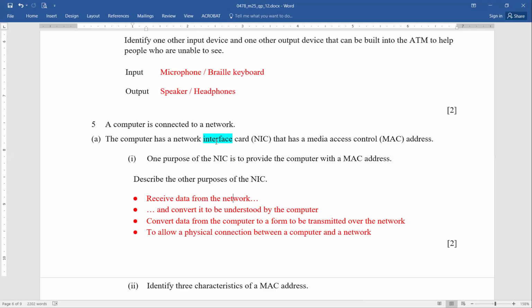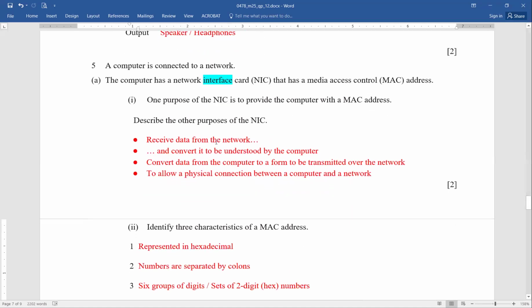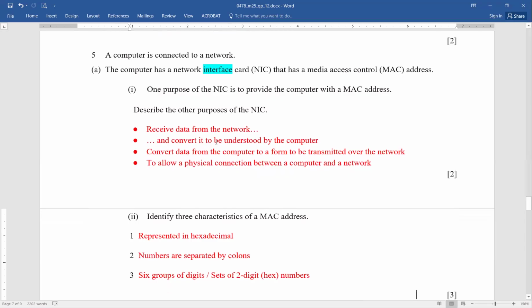Okay, now it's your favorite question. Identify 3 characteristics of a MAC address. What do you remember about the MAC address? Yes, exactly, hexadecimal value. And what else? Numbers are separated by colons, and it's six groups of digits, which are sets of 2-digit hex numbers. If you remember that, basically it's composed of 48 bits. A student can write 48 bits also. So these are the 3 characteristics of your MAC address.